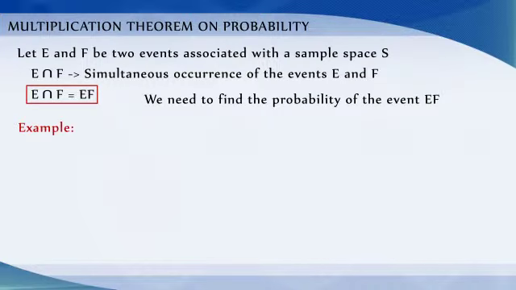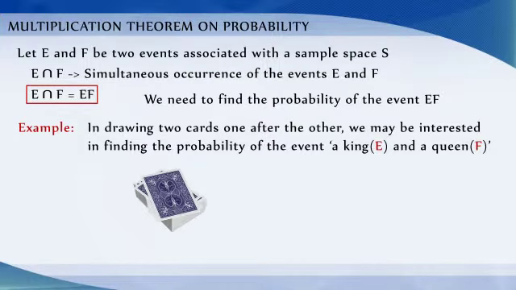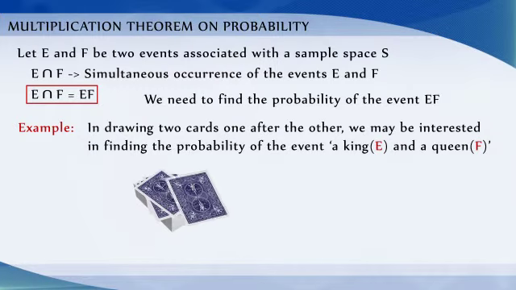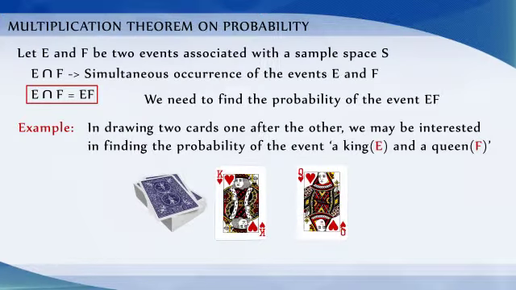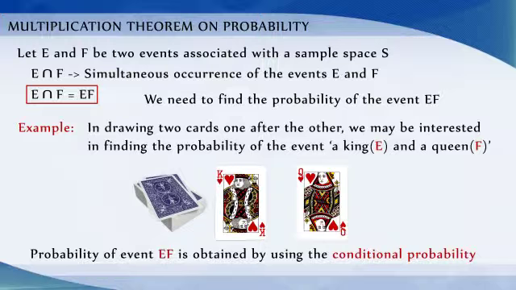For example, in the experiment of drawing two cards one after the other, we may be interested in finding the probability of the event a king and a queen. The probability of the event EF is obtained by using the conditional probability.